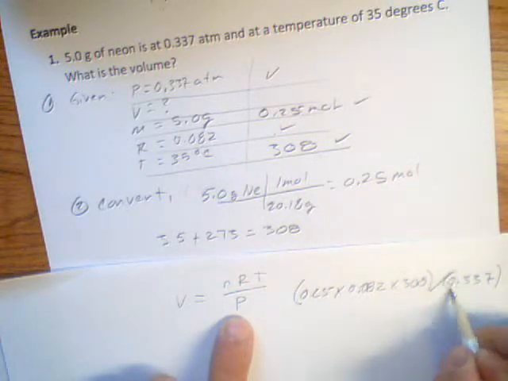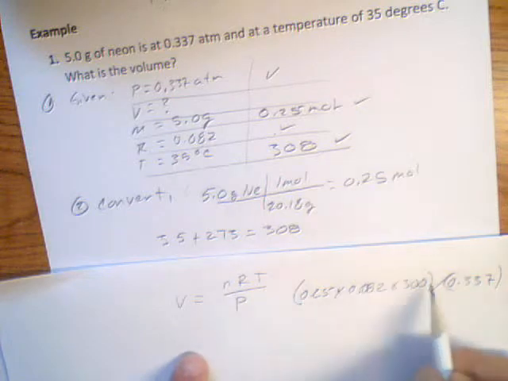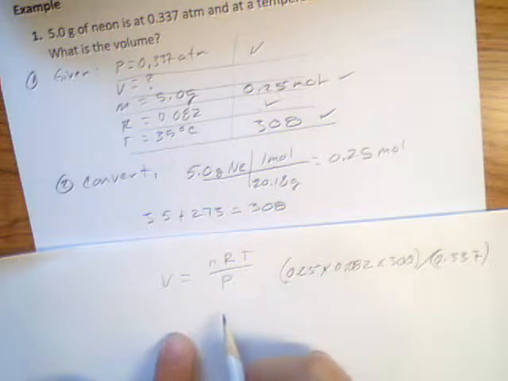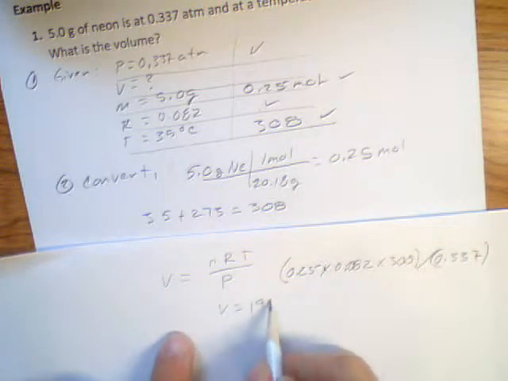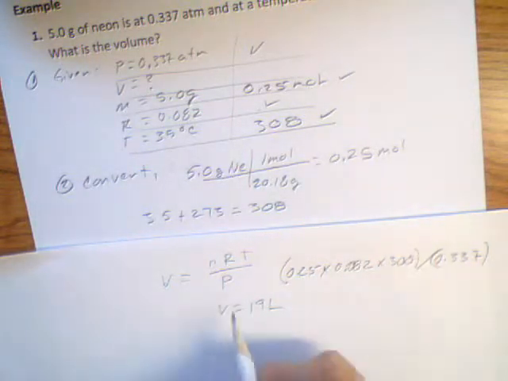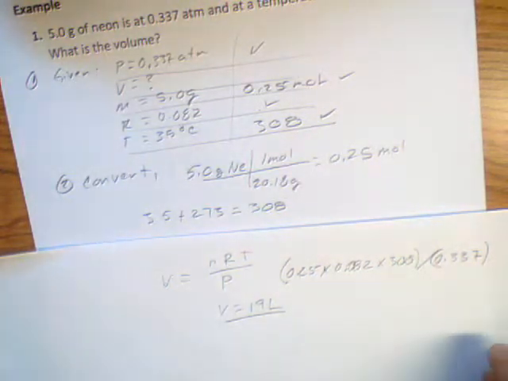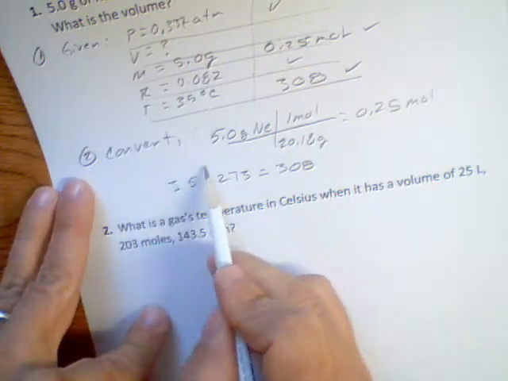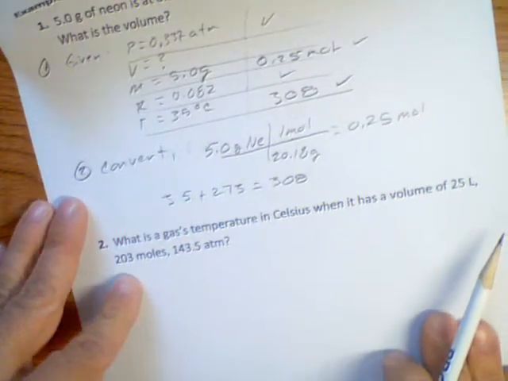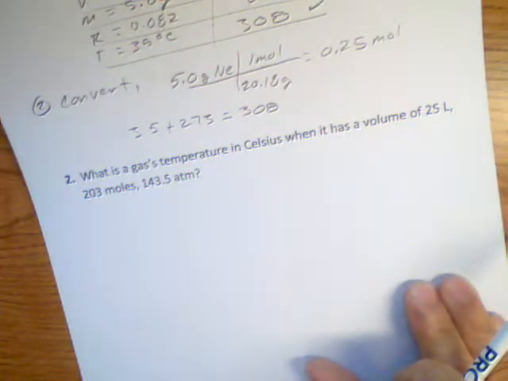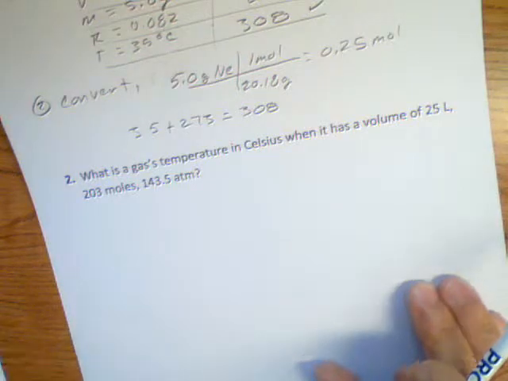0.337, right? Okay, so if you plug this into your calculator using the parentheses, I don't think there'll be a hitch. V should equal 19, and the units are liters. Okay, so give that a go and see if you get 19. I believe you will. Simple enough. The only snafu might be the conversion when you look at it. So let's take a look at this second one and see if we can identify any conversions or anything that might stand in the way of us.